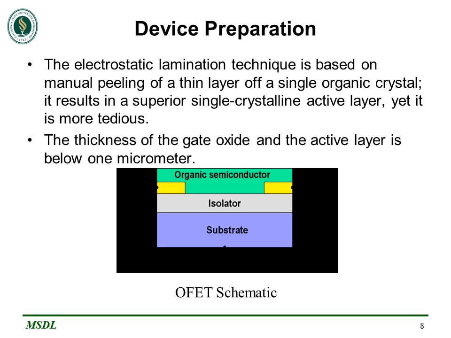The schematic of organic field effect transistor is shown in the figure. Electrostatic lamination technique is based on manual peeling of thin layer of a single organic crystal, so it results in a superior single crystalline active layer, but it is more tedious. The thickness of gate oxide and the active layer is below 1 micrometer.